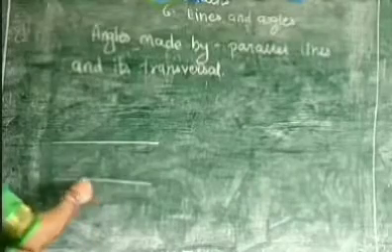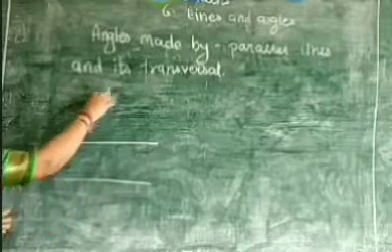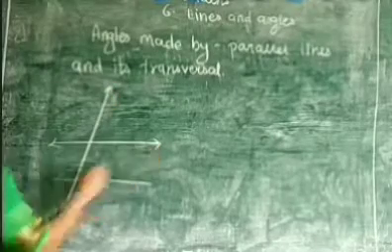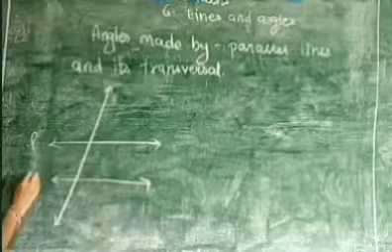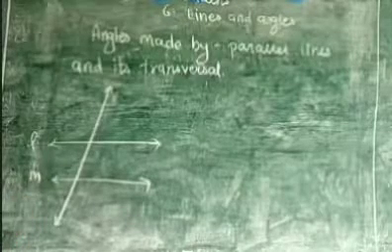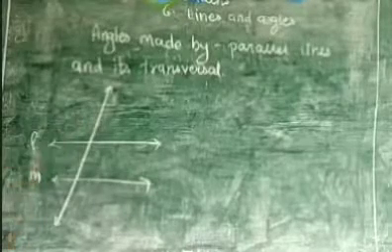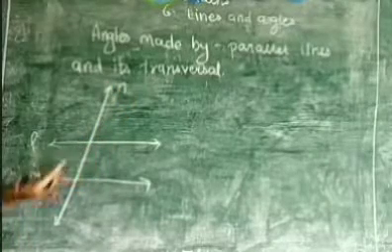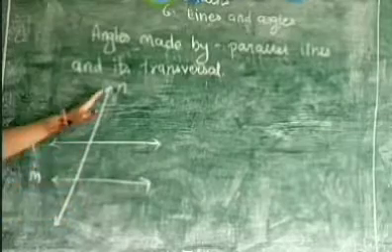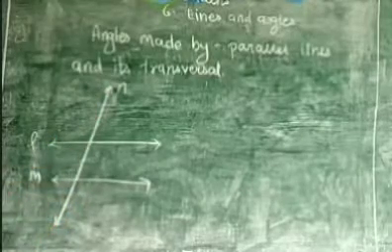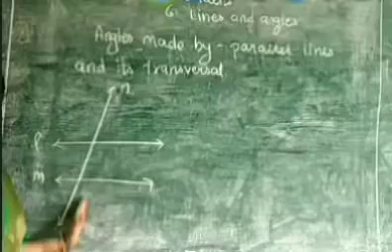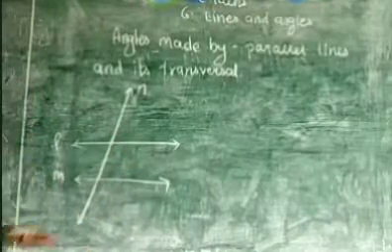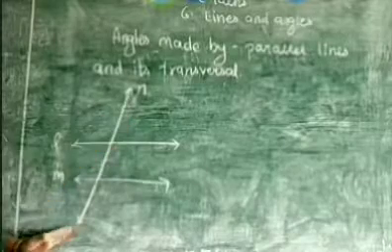Parallel lines. If these lines are intersected by a third line, that line is called the transversal. This is line L and this is line M, and these two lines are parallel. Here the transversal is intersecting L and M. The transversal can be a straight line or a slant line. Here we have a transversal in the form of a slant.